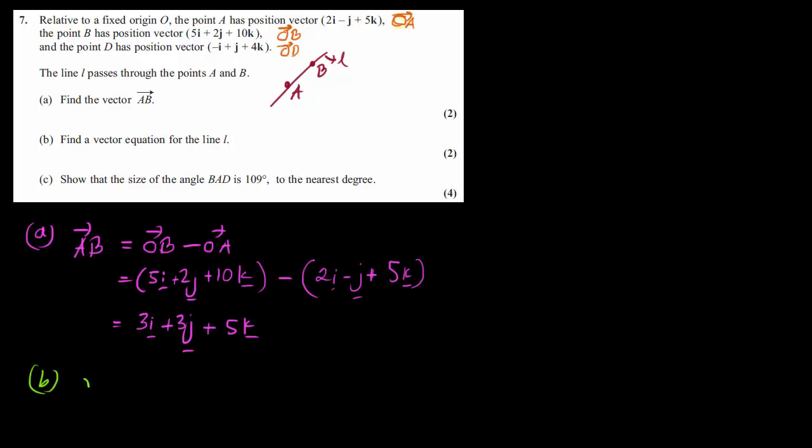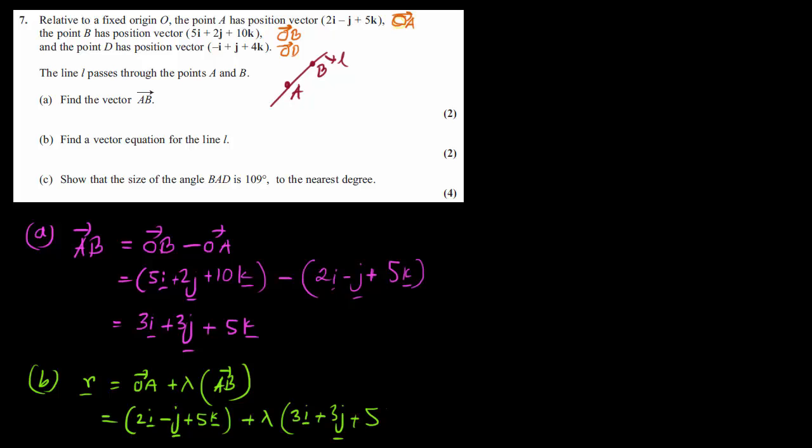So the vector equation of a line is written as r equals the position vector of the first point through which it passes, which is OA, plus lambda times the direction vector of the two points, AB. So this is going to be OA, which is 2i minus j plus 5k, plus lambda AB, which is 3i plus 3j plus 5k.